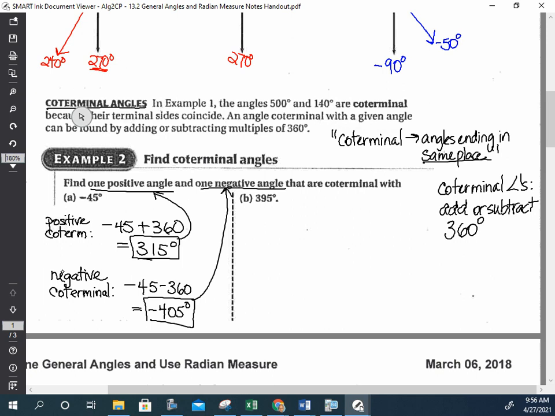Any questions before we continue? So again, you need one positive answer, you need one negative answer that is different from the number that you started with. It has to be different than the number that you started with.